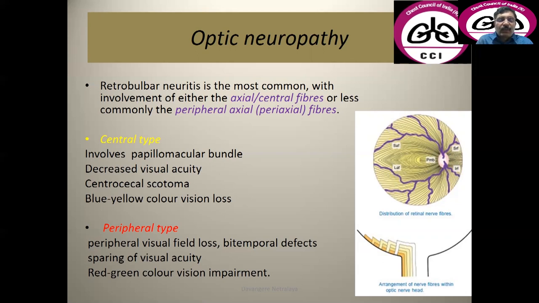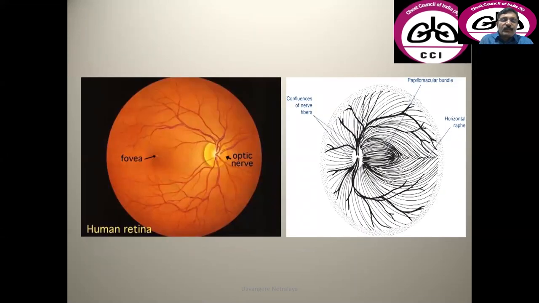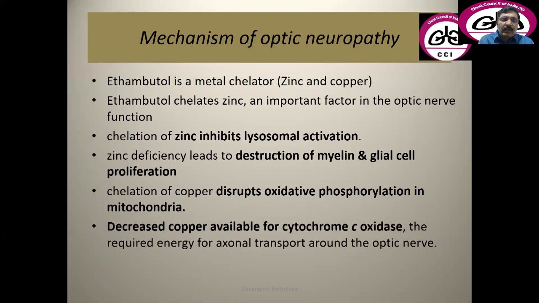If the peripheral type of nerve fibers are involved, you tend to have a peripheral visual field loss, bitemporal defects, the visual acuity can be spared, and you tend to have a red-green color deficiency. Here is a picture which shows the optic nerve and the healthy fovea in a human retina, and the distribution of retinal nerve fibers is also on the right side.